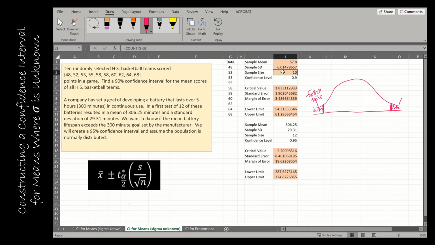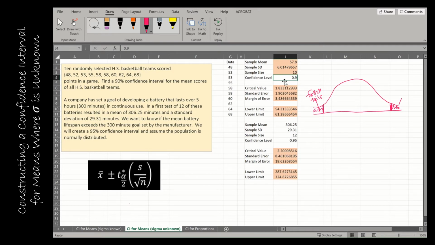So I could just put in 10, but I might as well just use the function. And then I also have to enter the confidence level. So it says find a 90% confidence interval. And just like we talked about in the last example, it might say use alpha of 0.1, in which case I'd have to subtract to find the confidence level of 90%.